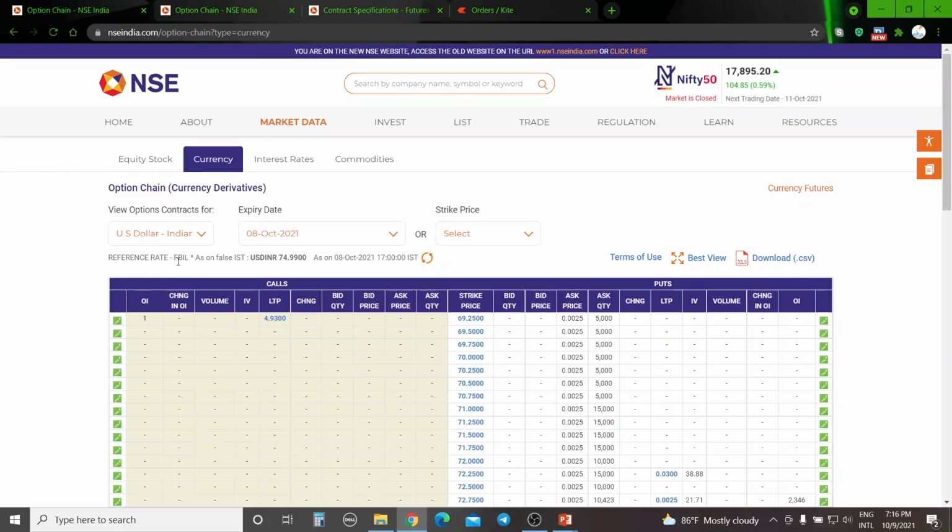That rate which RBI gives is called the FBIL rate, and it comes every day at around 5 o'clock evening IST, because 5 o'clock is the last trading time for the currencies. It gives a reference rate. All the call options which are above this rate will expire worthless, and all the put options which are below this rate will expire worthless. So now you know what the FBIL rate is. The FBIL rate is equivalent to the spot of this contract.